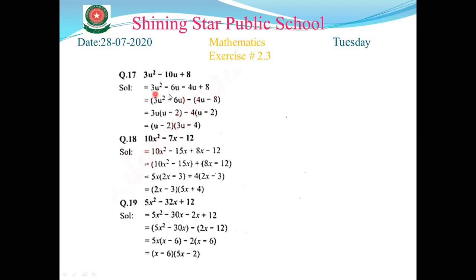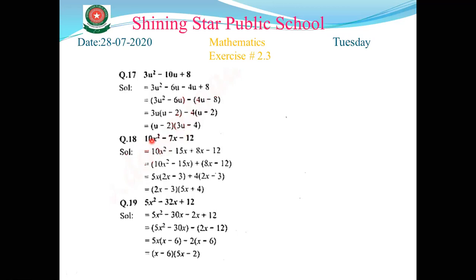So now, from the first two terms, take the common 3u. So we get here u minus 2. And from the next two terms, first of all, we have to take minus common. 4u minus 8, because in this bracket we have minus. So that's why we take the minus common. Now take the common minus 4. We get here u minus 2. Now, u minus 2 are the same. Now take the common u minus 2. Left is 3u minus 4, which is your required answer.